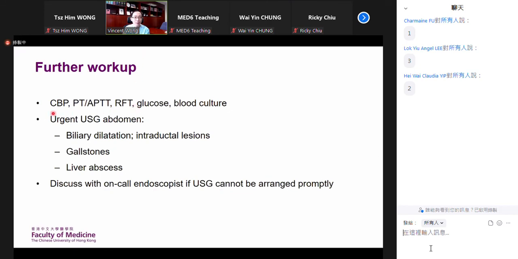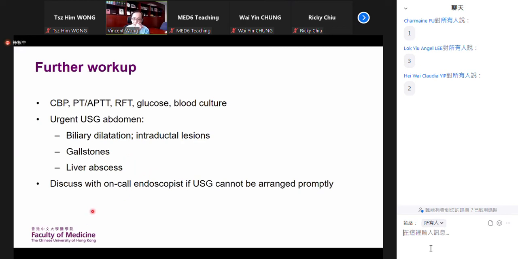For further workup, we need to check the white cell count. You want to see whether the patient is in DIC, so you want to know the platelet count. You want to know the clotting profile. We also check for renal function tests, because in severe infection, people can develop acute kidney injury. Blood culture, obviously important. We would do the urgent ultrasound scan of the abdomen, mainly to look for biliary dilatation, because it is quite difficult to look inside the bile ducts. We want to look for gallbladder stones and also liver abscess.